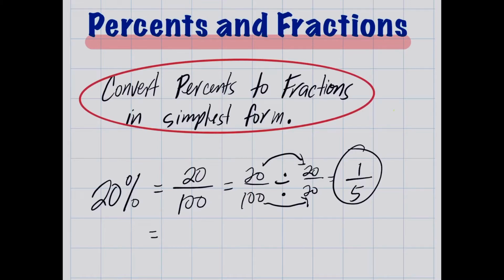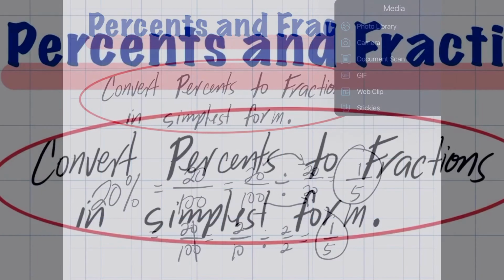Since you have the two zeros there, you could easily say 20 out of 100. Just cross out the zeros. That'll be 2/10. Now you know that you could easily divide it by 2. And then the answer is the same thing, 1/5.